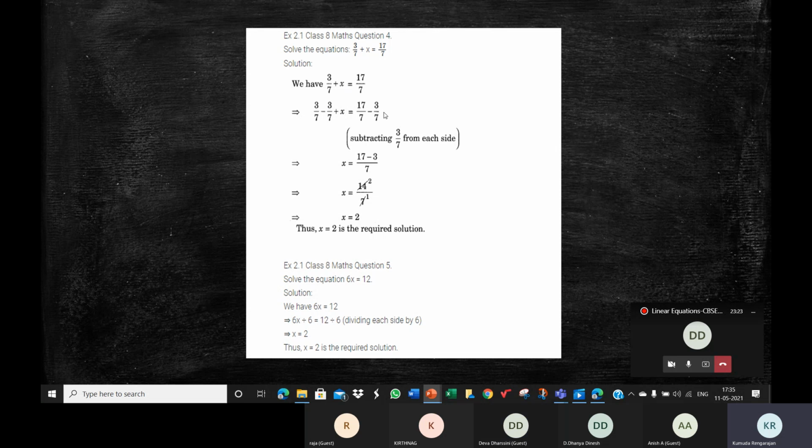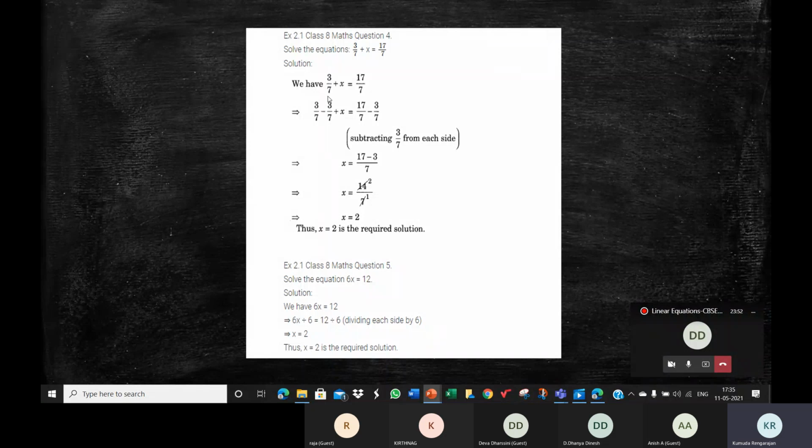You must always do it on both the sides. You should balance the equation. Whatever action you do on the left hand side, the same action you should do on the right hand side. So now, since you want to take away this 3/7, you must subtract 3/7 from both the sides. Can you see 3/7 here? Can you see this plus x here? So see here, minus 3/7.